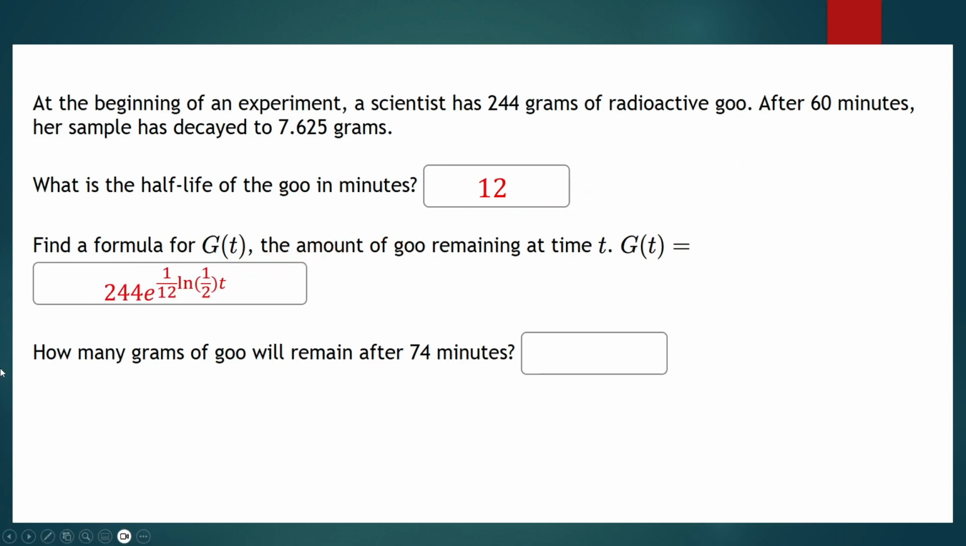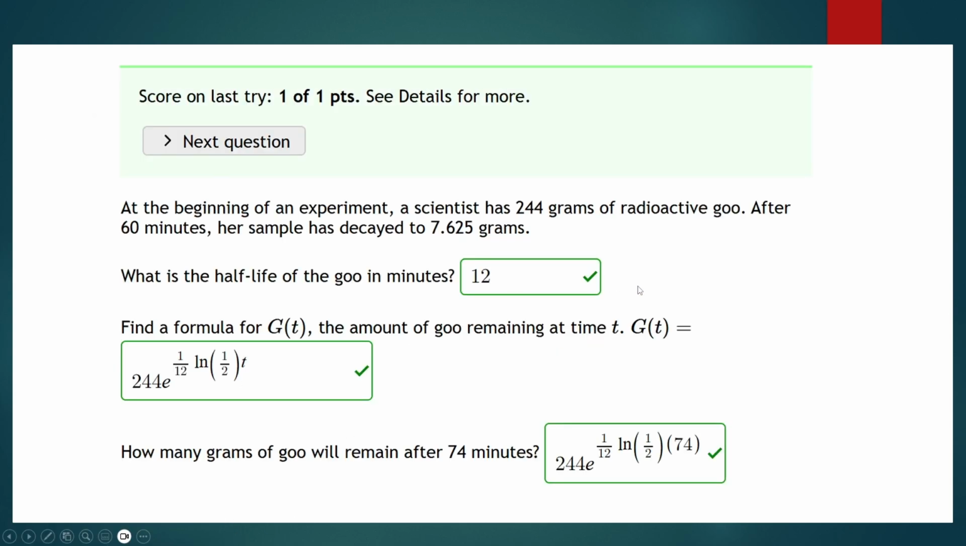Now for the very last question, how many grams of goo will remain after 74 minutes? All we have to really do is take the equation we just had and plug 74 in. And we don't even have to solve it because this, even though it looks complex, is just a number. And we can just plug that in, and that is indeed the correct answer.